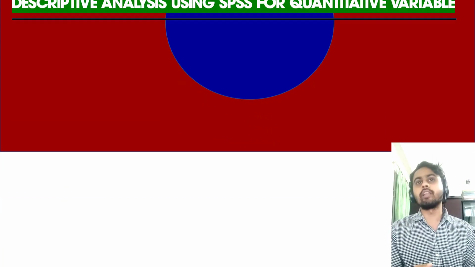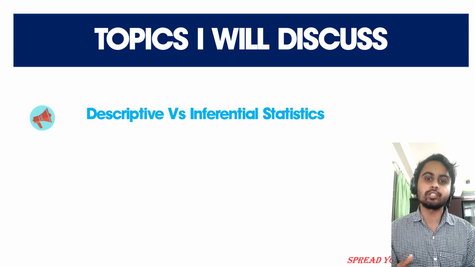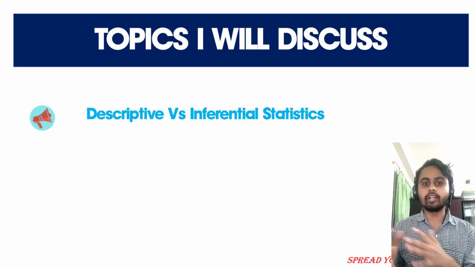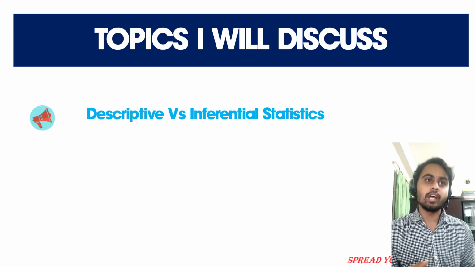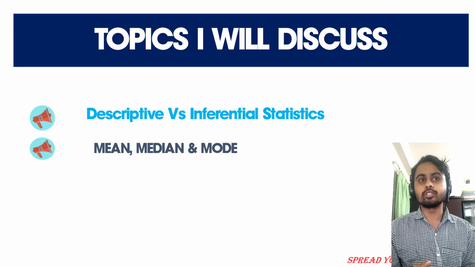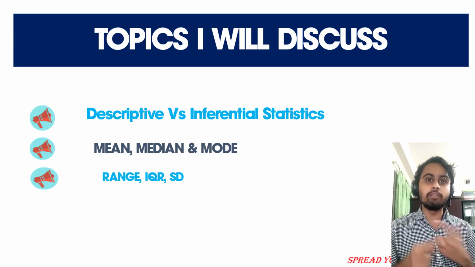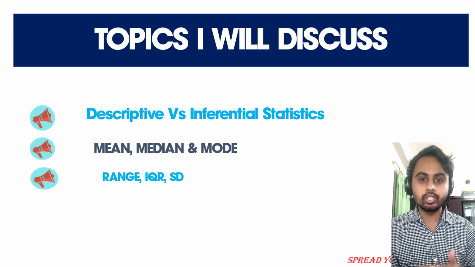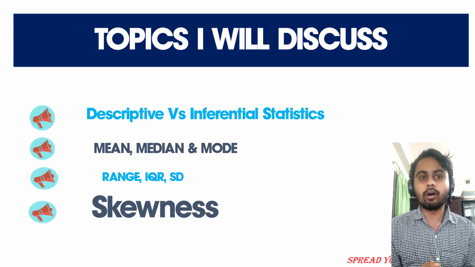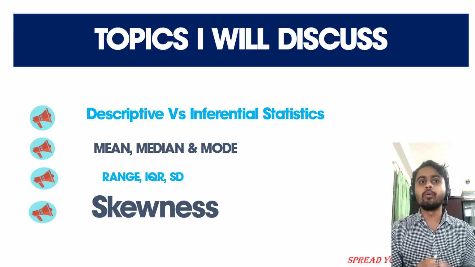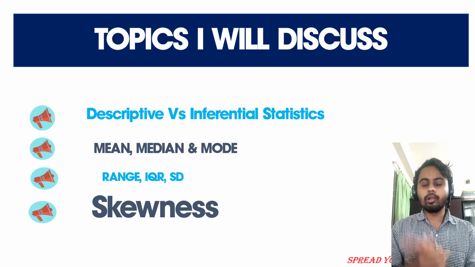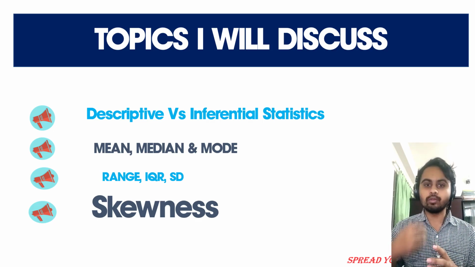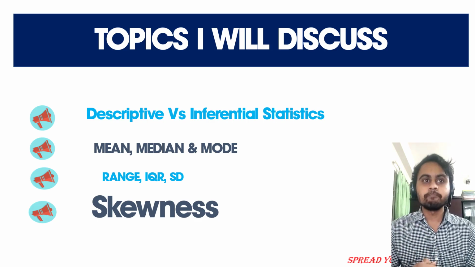More specifically, the topic I will discuss in this class: at first, the two broad areas of statistics, descriptive and inferential statistics. Moving forward, I'll talk about measures of central tendency, like mean, median, mode, and measures of dispersion, like range, IQR or standard deviation, and then measures of skewness. After teaching you all this, I will show you how you can find these things in SPSS and how you can interpret the data. And this is very important.